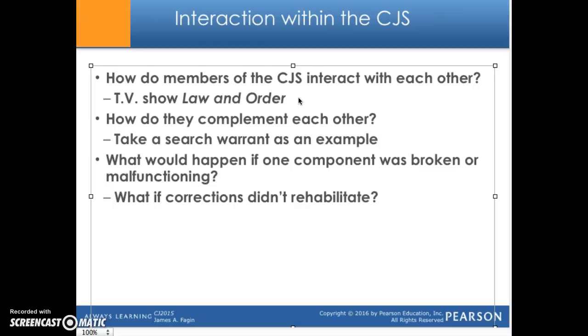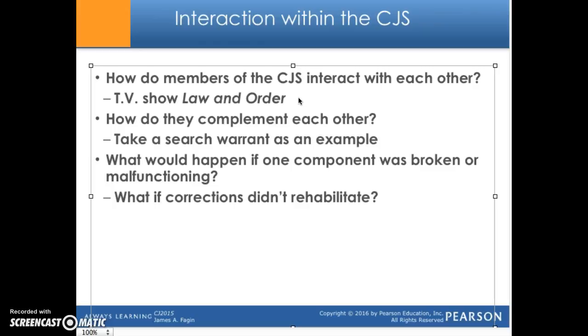Collectively, they're investigating an offense and trying to collect whatever type of evidence is going to be necessary in order for the prosecutor to be able to prove his case beyond a reasonable doubt. So therefore, there's a good example of an interaction that takes place between 2 members of the criminal justice system. How do they complement each other?